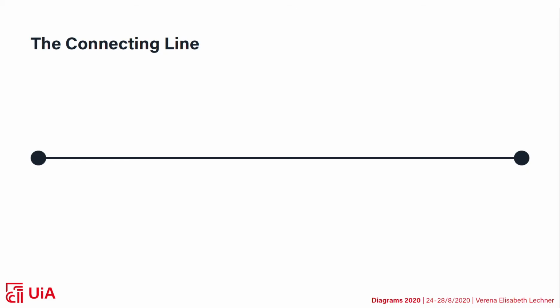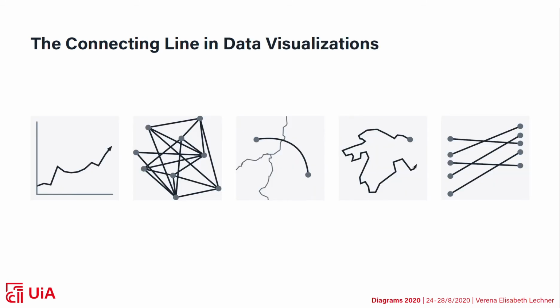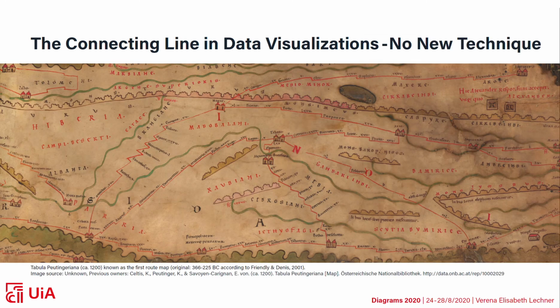This is how such a line may look like, but of course there exist many variations of such lines. They are a substantial part of various database types, such as the ones you can see here. Visualizing connections through lines is of course not a new technique. As you can see here, that's a detail of the Tabula Peutingeriana, known as the first route map. The red lines here show the roads, the connections of the Roman Empire.